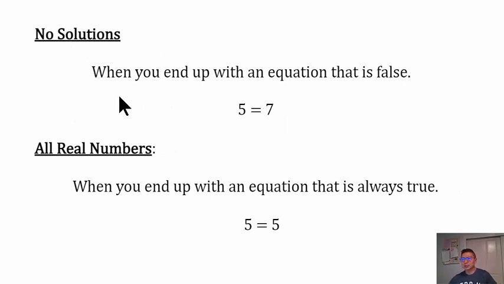No solution is when you do everything right and you end up with an equation that's always false. Do everything right and we get down to it and you get 5 is equal to 7, then there's no solution. If you do everything right and you get something that is always true, like 5 is equal to 5 or 0 is equal to 0, negative 8 is equal to negative 8, then any variable will work. So the variable can be any number. So we say that it's all real numbers.